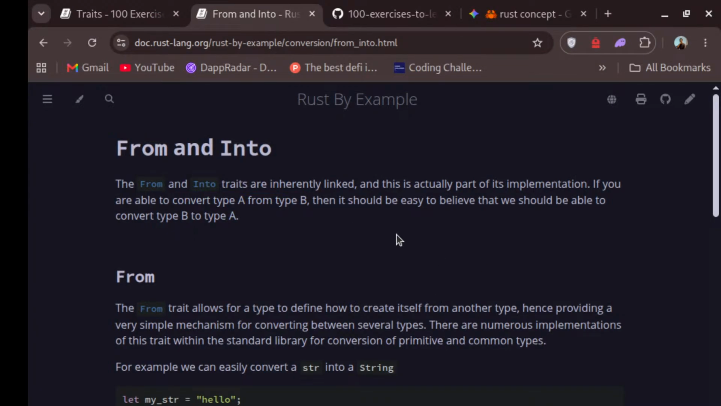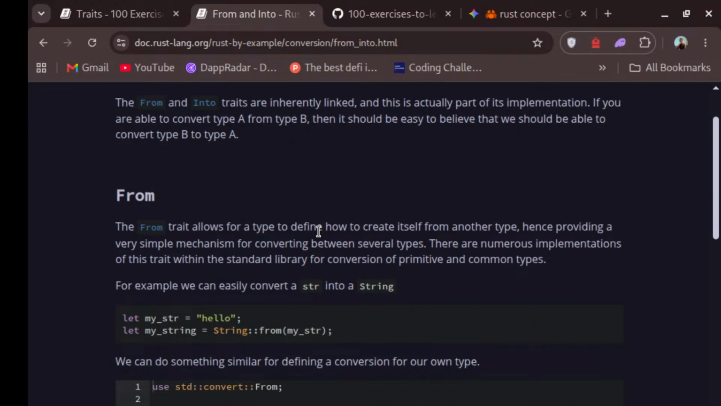Then it should be easy to believe that we should be able to convert B to A type. They are saying the From trait allows a type to define how to create itself from another type, hence providing a very simple mechanism to convert between several types. The standard library implements the trait numerously for conversion of primitive and common types.